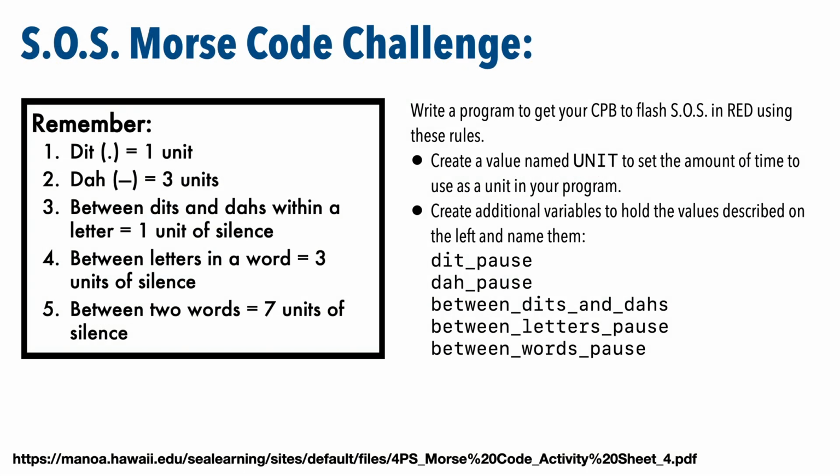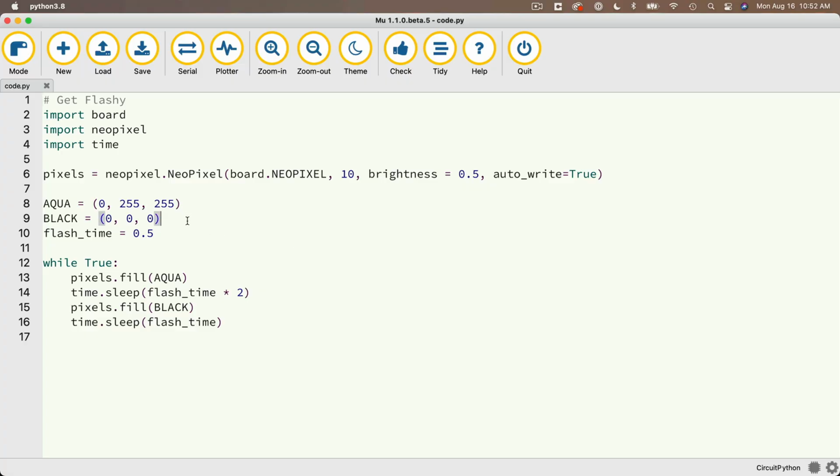Now let's show the challenge solution. Remember, we needed to get our CPB to flash SOS in Morse code. We had these rules for Morse code. Then we had a set of value names that I asked you to use for consistency so we could compare our code. These are the names that you see here. So let's head back to CircuitPython and start to enter these value names.